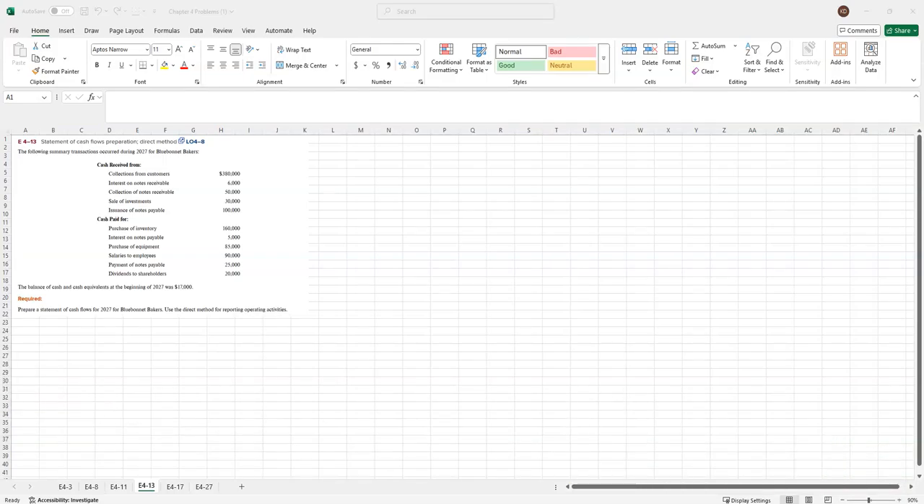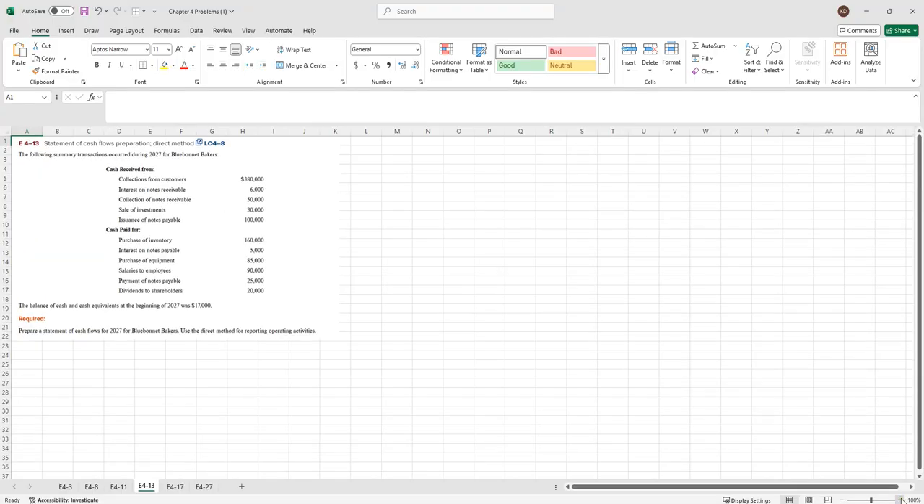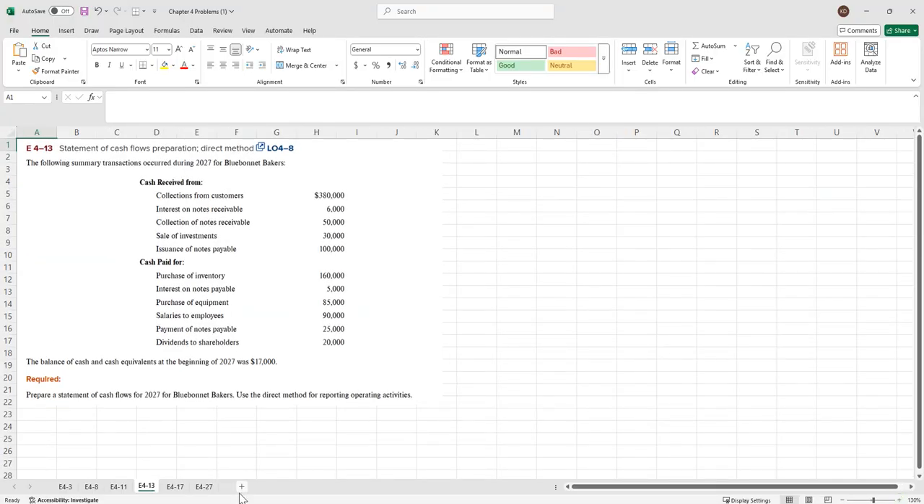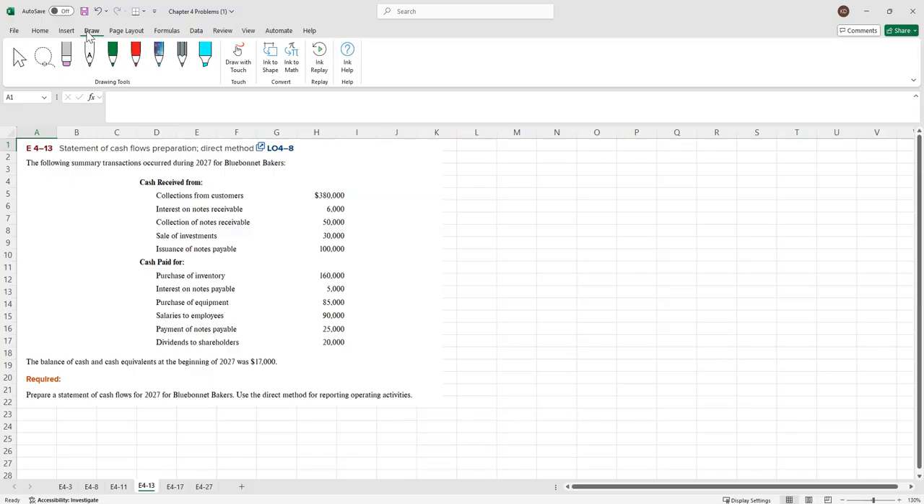We are continuing here. We are looking at the second problem set for chapter 4. We're going to be looking at the next three problems on here, and we're going to be focusing on the statement of cash flows for the first two and then some ratio analysis for the second two.